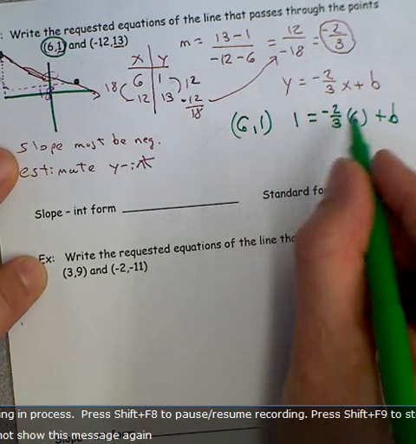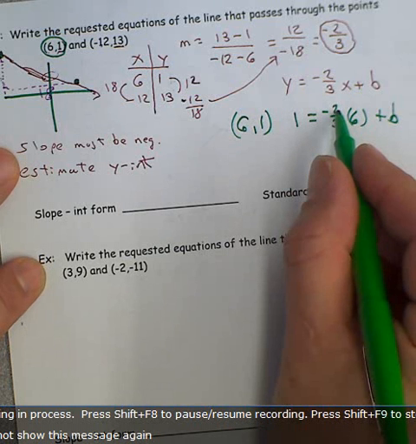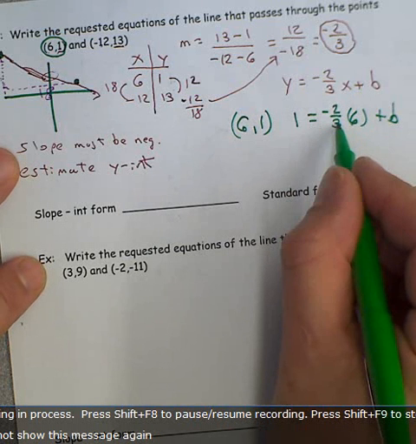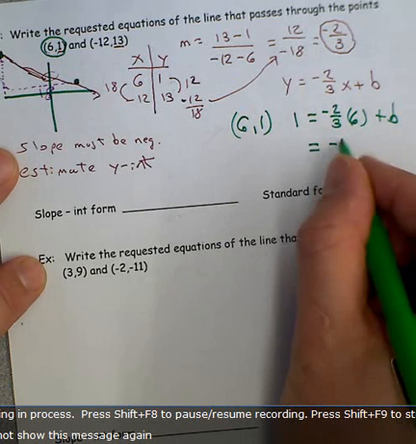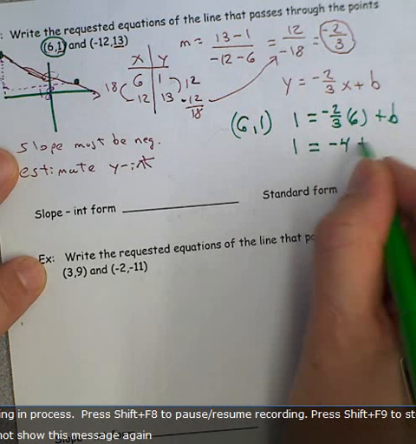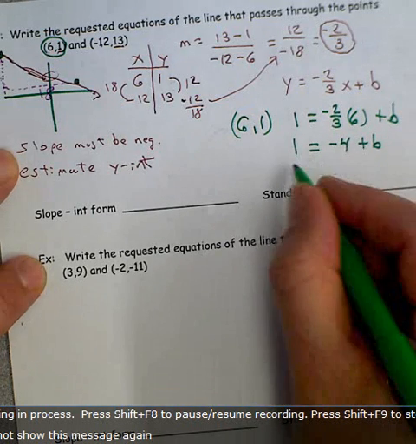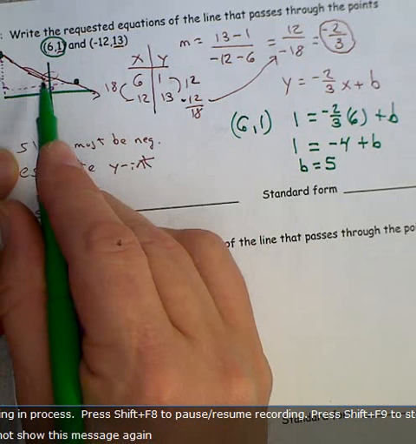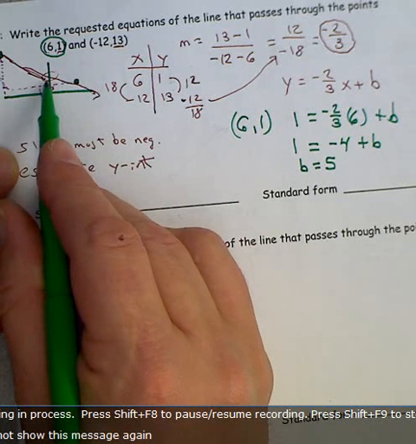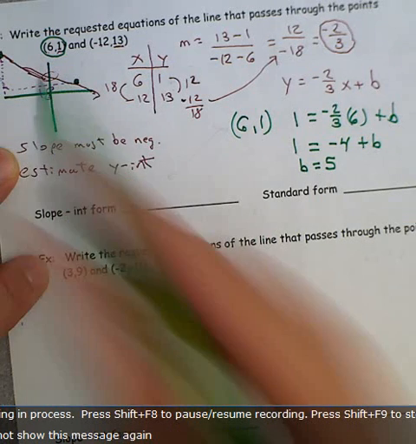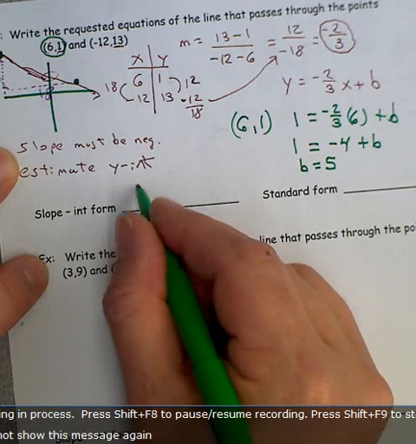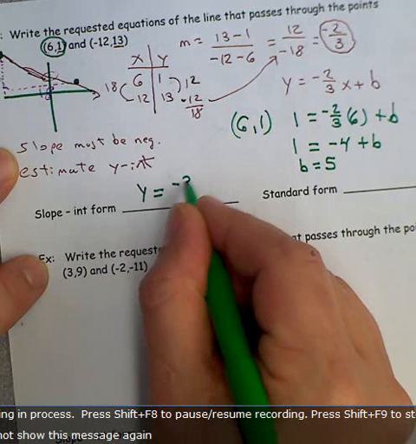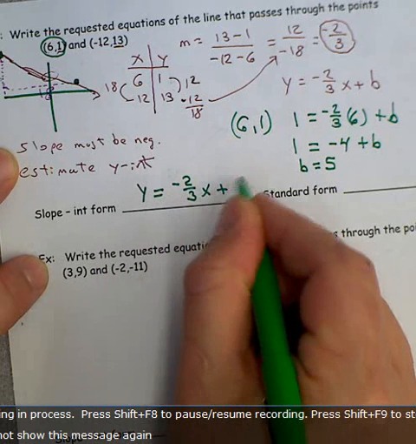6 times a negative 2 is a negative 12. Divided by 3 is a negative 4. 1 equals a negative 4 plus b. I add 4 to both sides. b equals 5. I look here and it makes sense that 5 is at least reasonable. So slope-intercept form, y equals negative 2/3 x plus 5.